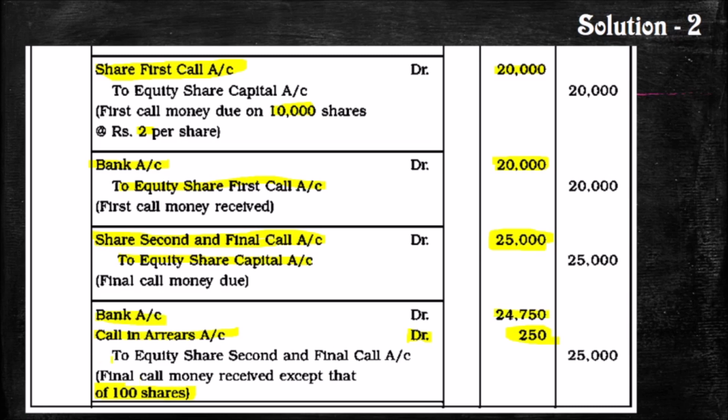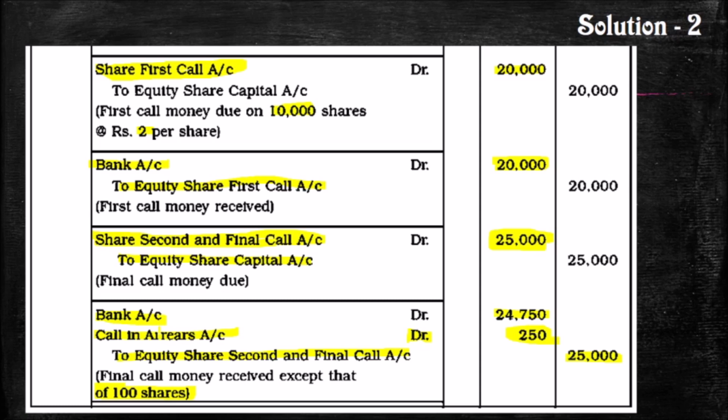And what we have to actually receive in equity share second and final call is 10,000 into 2.50, 25,000, but we are getting only 24,750. So this is the last entry related to calls in arrear. Here we have opened the calls in arrear account, which is debited. So bank account debtor 24,750, calls in arrear account 250, equity share second and final call 25,000.